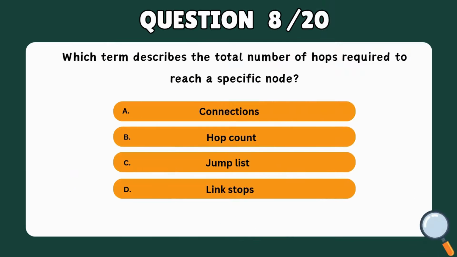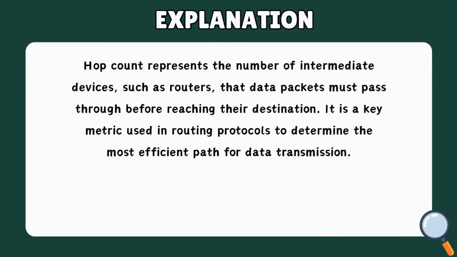Question 8. Which term describes the total number of hops required to reach a specific node? A. Connections. B. Hop count. C. Jump list. D. Link stops. Correct answer, B. Hop count. Hop count represents the number of intermediate devices, such as routers, that data packets must pass through before reaching their destination. It is a key metric used in routing protocols to determine the most efficient path for data transmission.